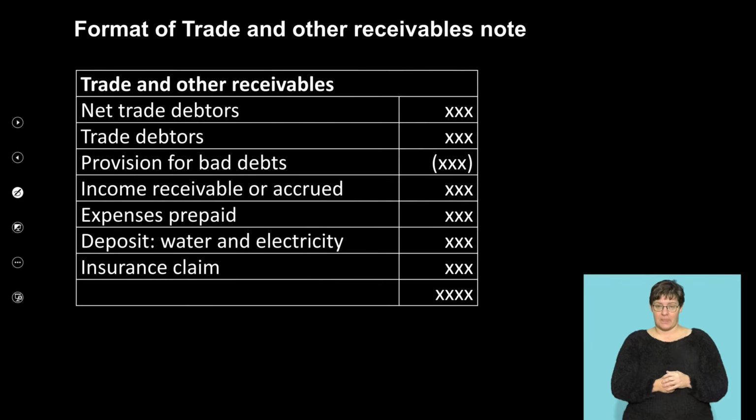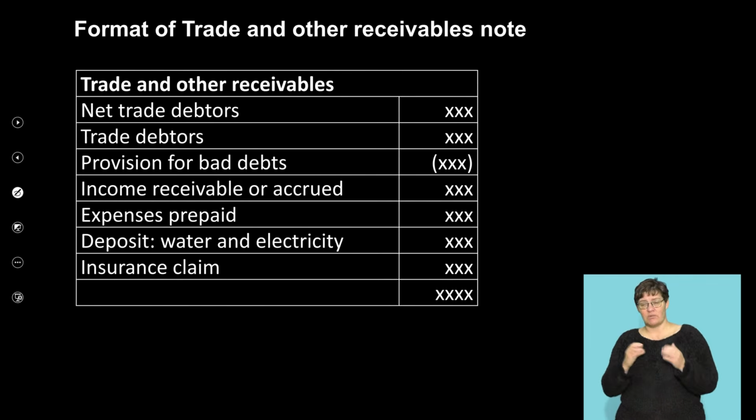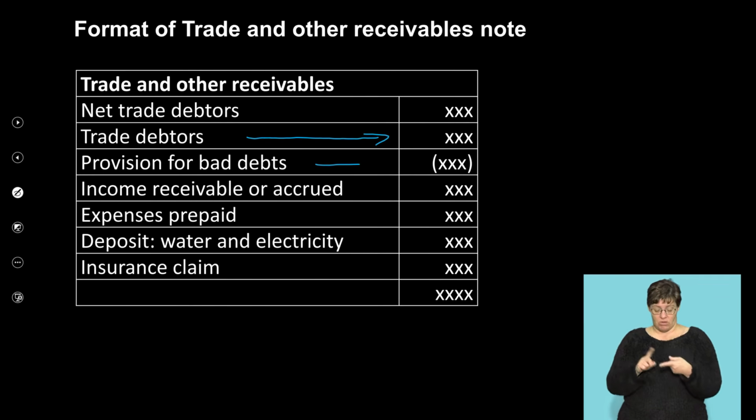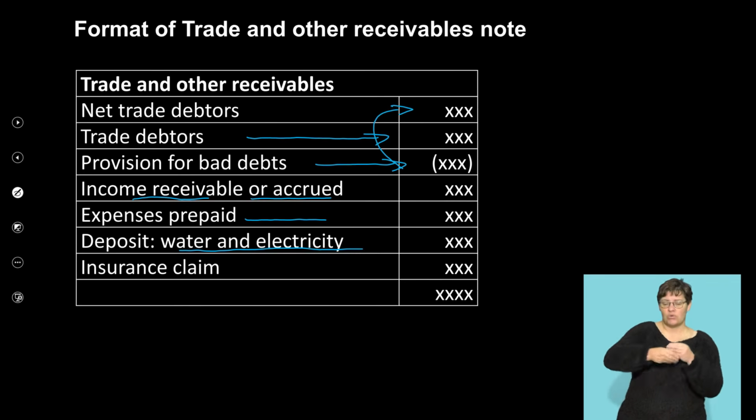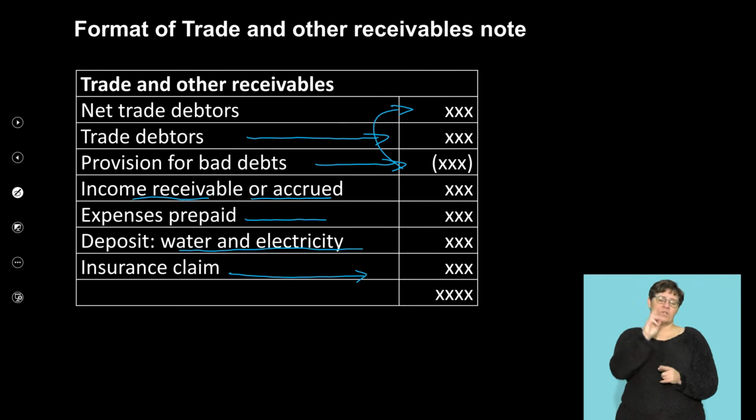When you come to your trade and other receivables note, you start off with your trade debtors, which is your debtors control, less your provision for bad debts, which will give you net trade debtors. Then you bring in your income receivable or accrued income, your prepaid expenses, deposit on water and electricity, and your insurance claim. So, let me just explain.